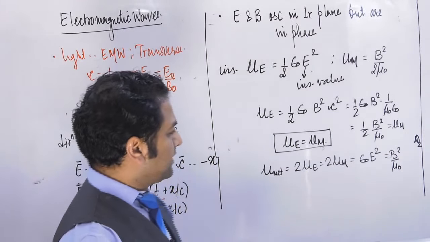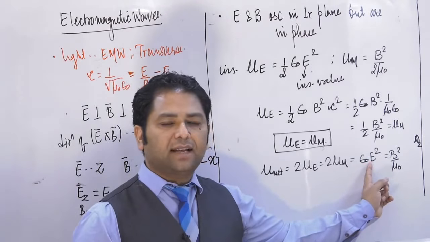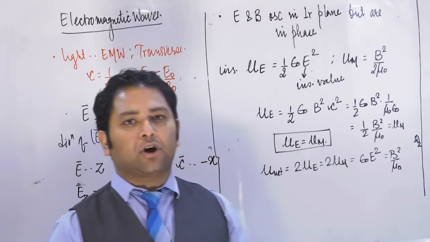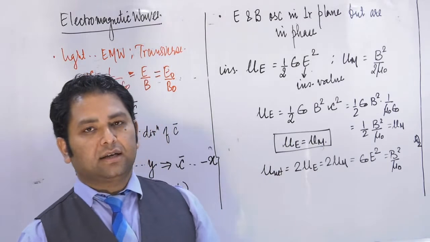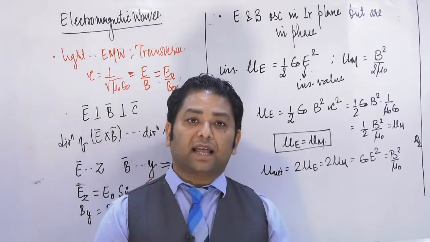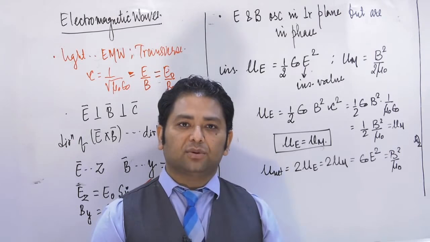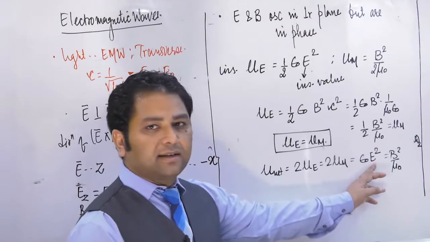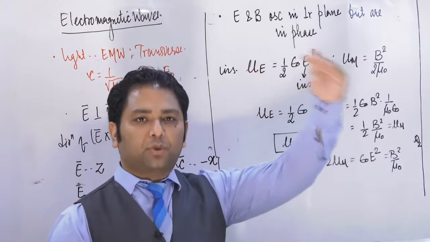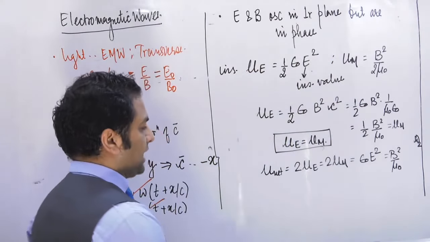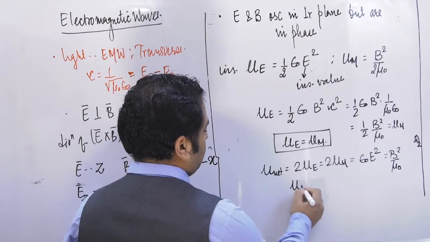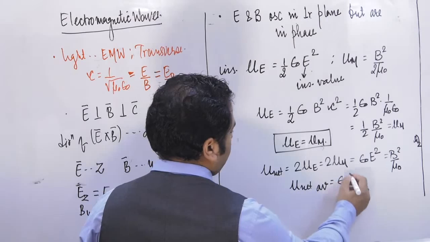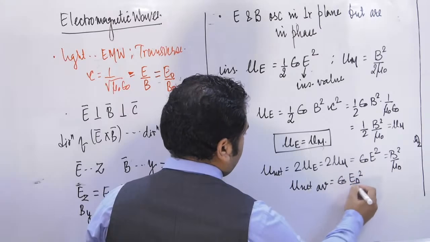But since this is the instantaneous value, and the value continuously fluctuates with an enormous frequency, we are always interested in calculating the average value of the energy density. And this is E square. E has sine, so sine square. So the average value would be 1/2. So you get the net average energy density as epsilon naught E naught square by 2.